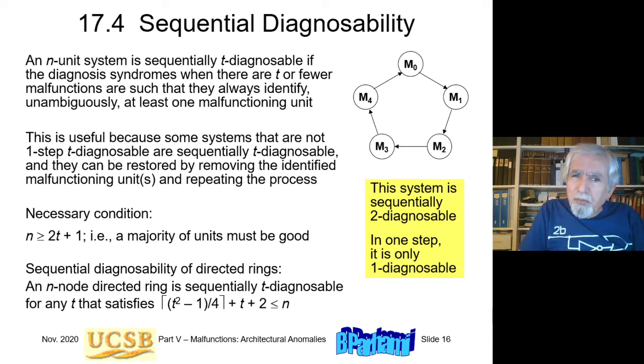As I mentioned, this is useful because some systems that are not one-step t-diagnosable are sequentially t-diagnosable, and this is a simple example. This is not one-step two-diagnosable, but it is sequentially two-diagnosable. So for sequential t-diagnosability, we still need to have a majority of the units good. That's a necessary condition. And for directed rings, an n-node directed ring is sequentially t-diagnosable for any t that satisfies this equation.